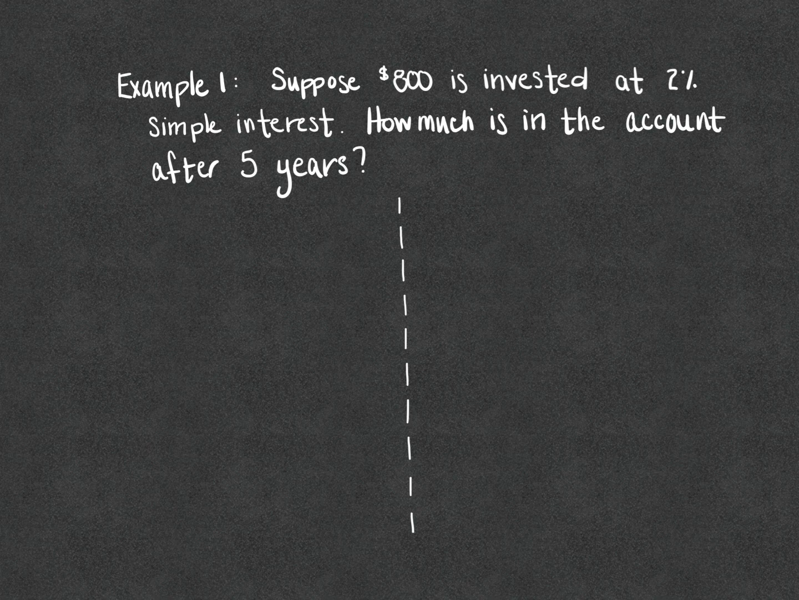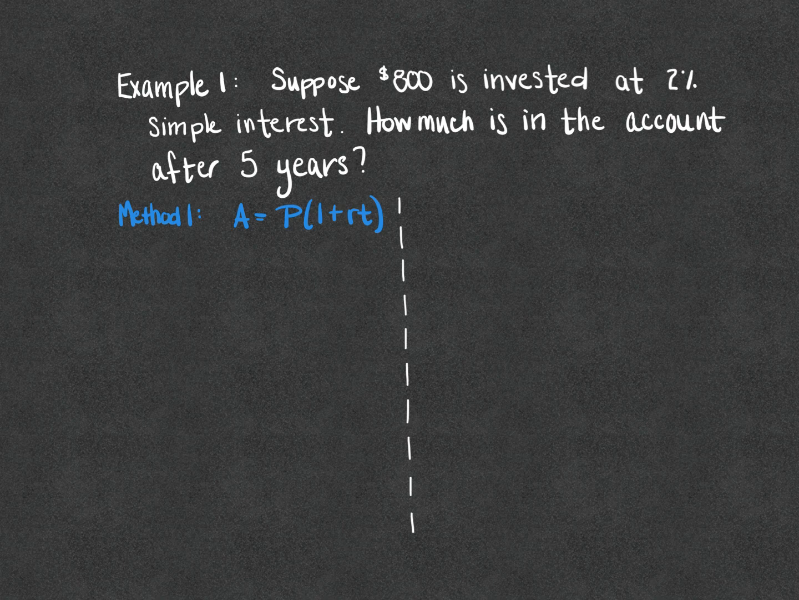So to continue, for our first example, suppose $800 is invested at 2% simple interest. How much is in the account after 5 years? So again, I'm going to work this problem two different ways. Okay, so method number one, I am going to use the A equals P times 1 plus RT formula, the one that was just introduced.